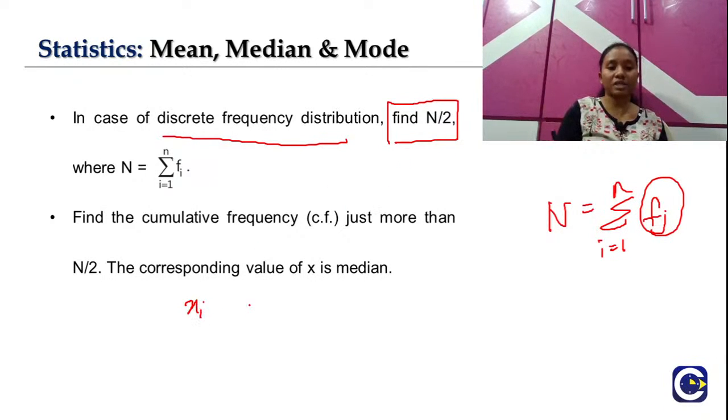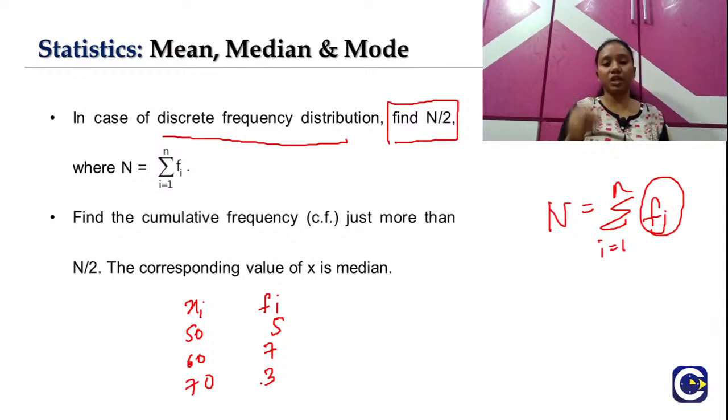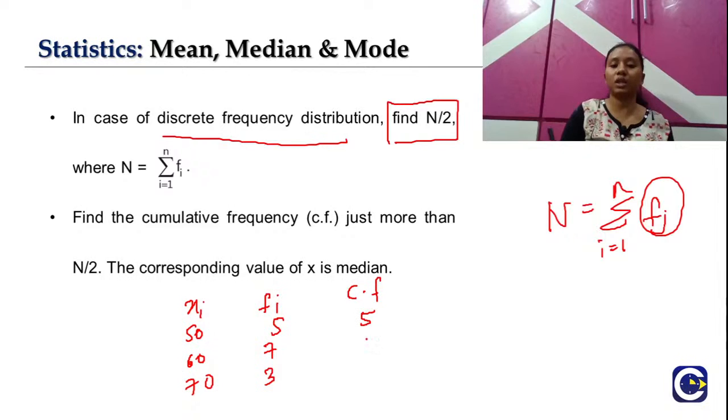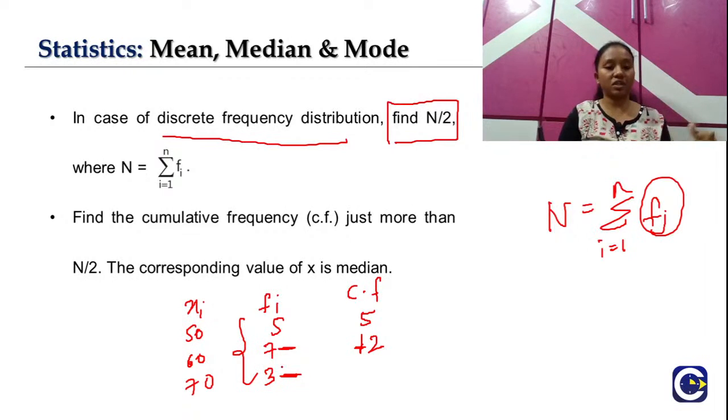For suppose we are having xi, fi here. Let me write the xi to be 50, 60 and 70, and my fi to be 5, 7 and 3. Now we have to find the cumulative frequency. The cumulative frequency for the first will be 5 only, and for the next one it will be the sum of that particular one including the upper frequencies. That means 5 plus 7, which is 12 here. And the cumulative frequency of 3 will be the sum of all these three. That means 7 plus 3 plus 5, that is 10 plus 5, it will be 15. So likewise we will be finding the cumulative frequency.